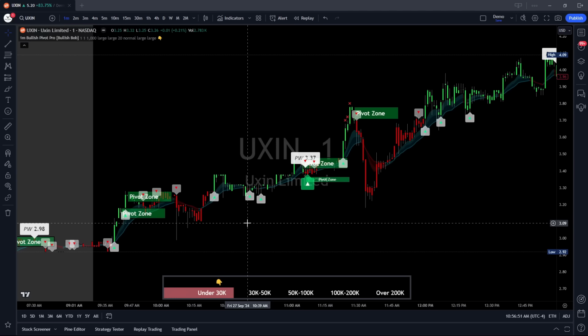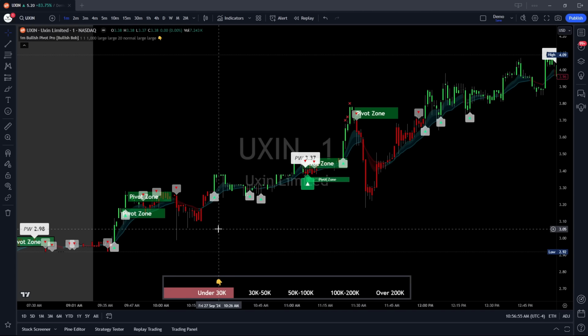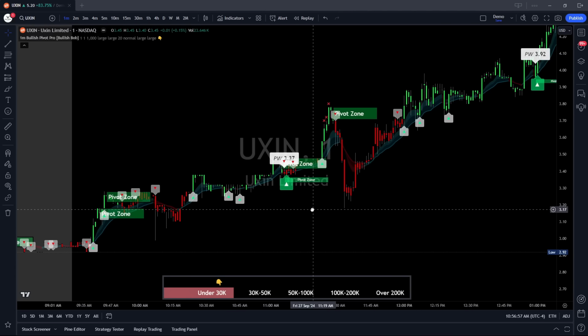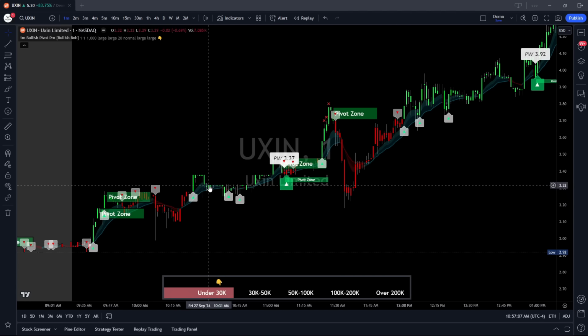So now the candles are going to change color for you. So even if you don't have the pivot zones plotted on there, you can have these candles changing color for you and really making it easy to determine, is the trend bullish or is it bearish? Well, if it's green candles, it's bullish. Now you have the option to also change the colors in the settings.